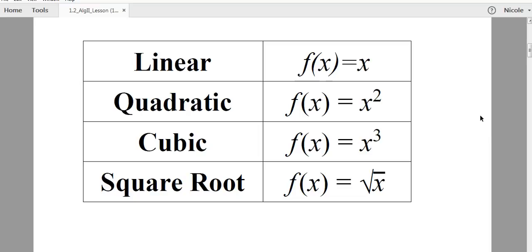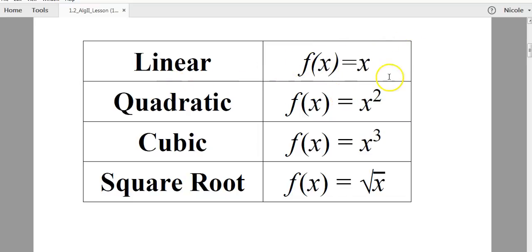Now, you should have just got done graphing 4 parent functions and filling out a table of values for them. It should be these 4 parent functions that I have on the screen here: linear, quadratic, cubic, and square root. And I have their function rules over here.